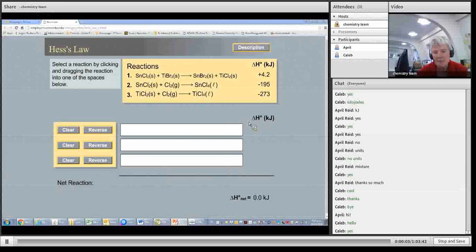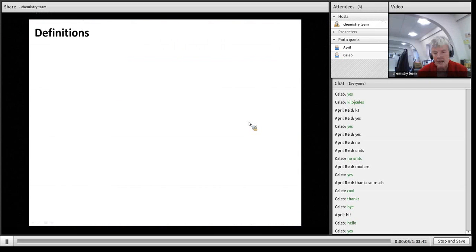Do you remember your definitions? So if I asked for the heat of formation, what has to be on the right-hand side? 1 mole of the substance and nothing else. So if I ask you for the heat of formation of methane, then all I have on the right-hand side of the equation is methane.